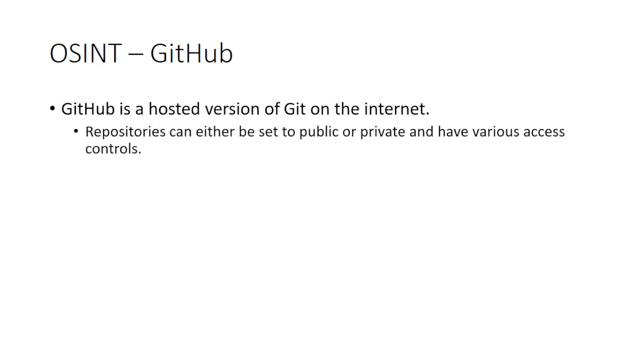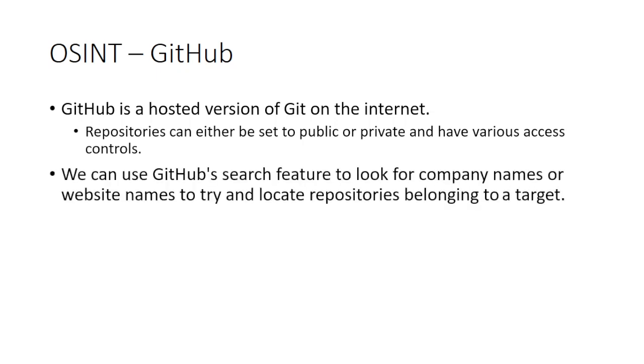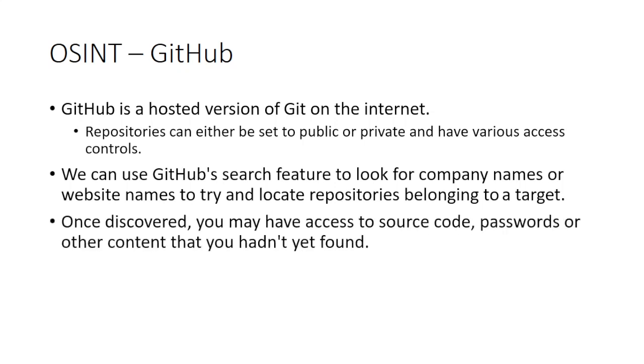So GitHub is just a hosted version of Git on the internet. Repositories can either be set to public or private and have various access controls. We can use the GitHub search feature to look for company names or website names to try and locate repositories belonging to a target. Once discovered, you may have access to source code, passwords, or other content that we hadn't yet found before.